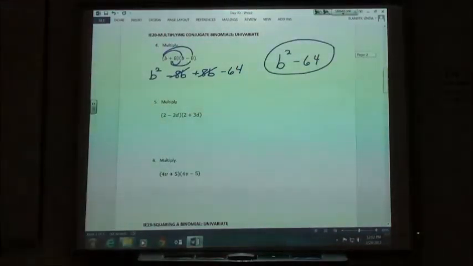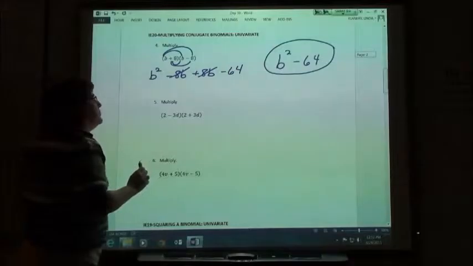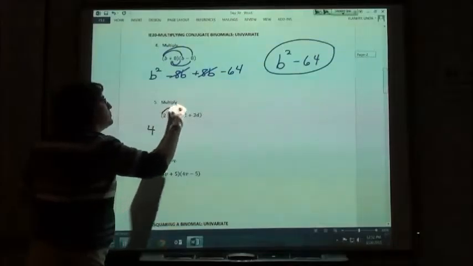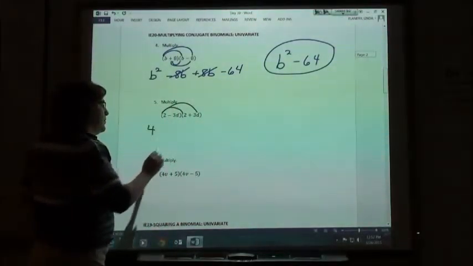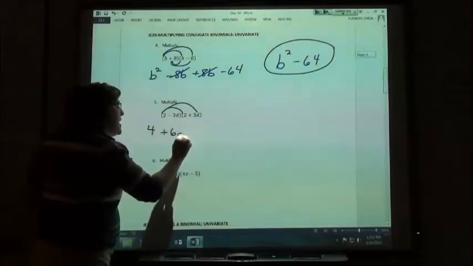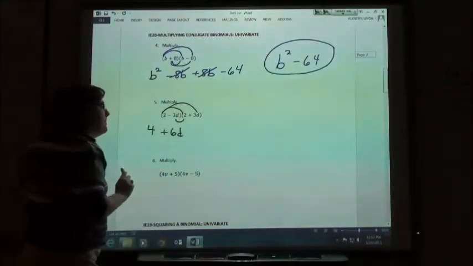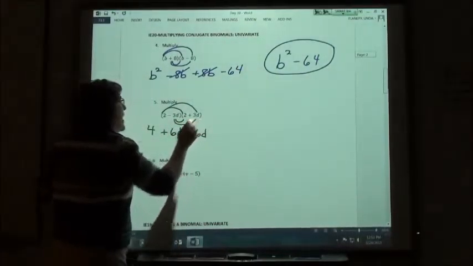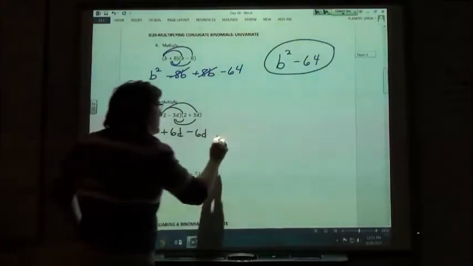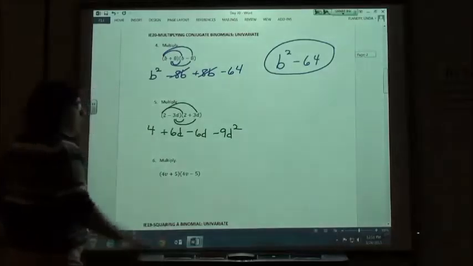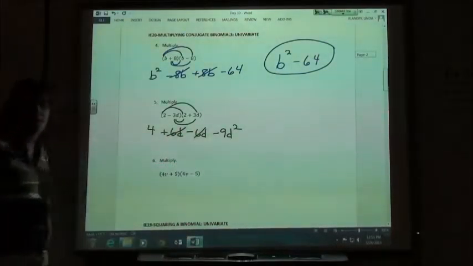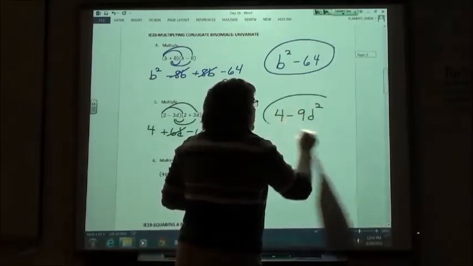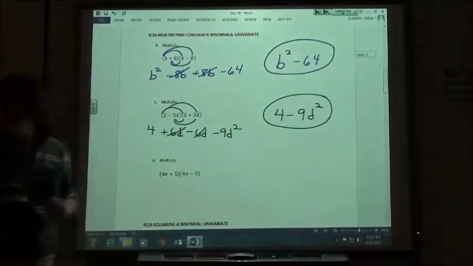So number 5, when we multiply that, we would have? First would be 4. Outside is 2 times 6d, plus 6d. Inside? Negative 6d. And the last, negative 9d squared. So my middle terms are opposites. They're going to cancel out. So my answer is just going to be 4 minus 9d squared. 4 is a perfect square, and 9d squared happens to be a perfect square.